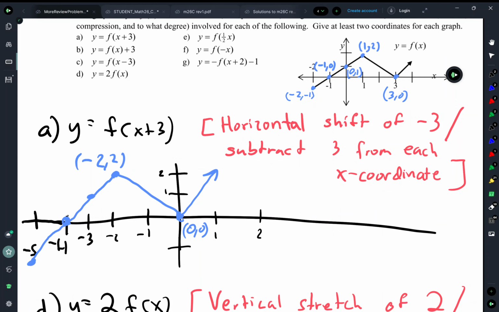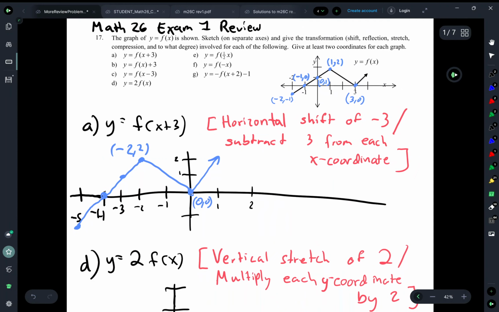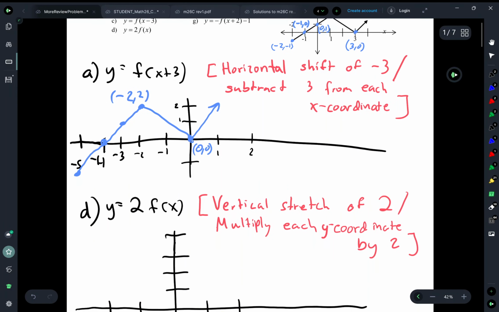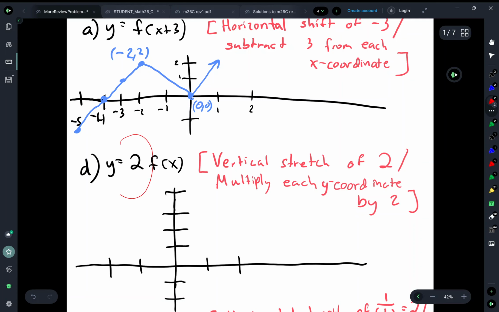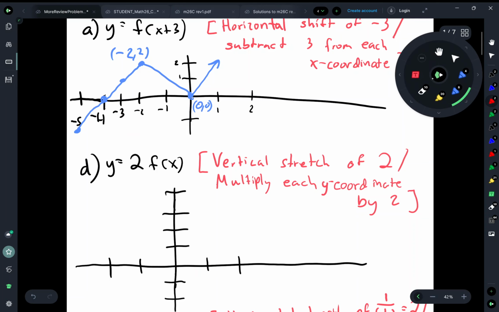And that's it for A. Now, what about part D? Y equals 2 times f of x. Once again, if I'm multiplying, I know it's going to be a stretch or compression. And more specifically, if I'm multiplying outside of the argument, in other words, outside of these parentheses, then it's going to be a vertical stretch of this value right here. And so that's what I will do.